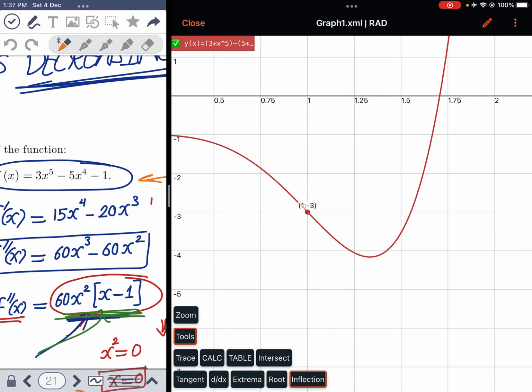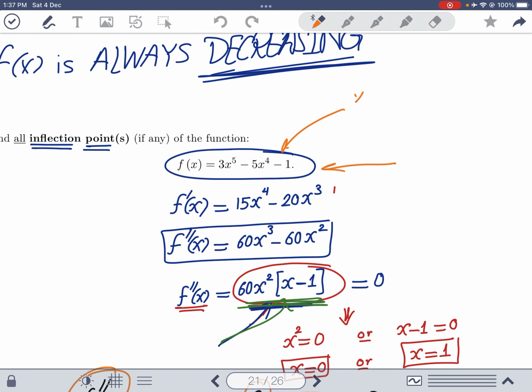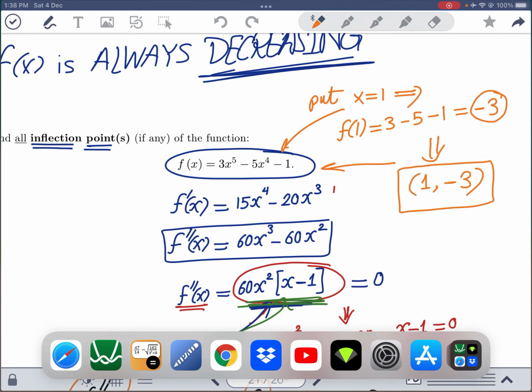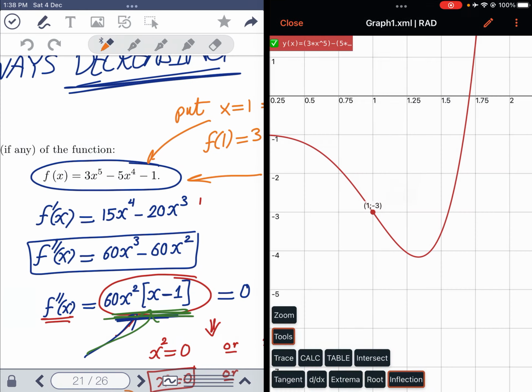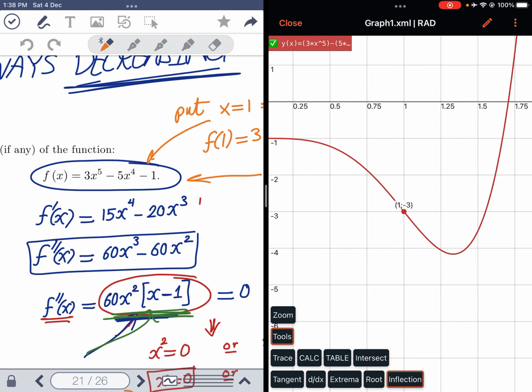And of course, to get the y coordinate, you just replace it back. So if you put x equal 1 here, it will mean f of 1 equals 3 times 1 minus 5 times 1 minus 1. 3 minus 5 is minus 2, minus 1 is minus 3. So this means that the inflection point is 1, negative 3. Okay, which is, let's see, was it the same as the point that we got in here? Yeah, 1, negative 3. See, it is the inflection point. Nice. And so I'll stop here.